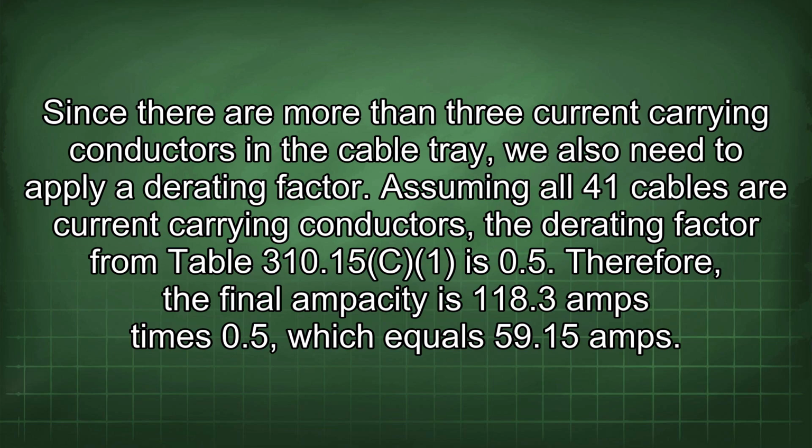Since there are more than 3 current-carrying conductors in the cable tray, we also need to apply a derating factor. Assuming all 41 cables are current-carrying conductors, the derating factor from Table 310.15 is 0.5. Therefore, the final ampacity is 118.3 amps times 0.5, which equals 59.15 amps.